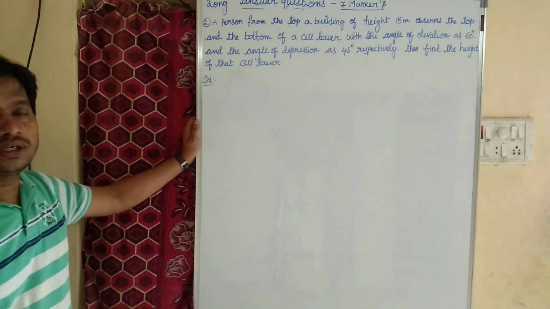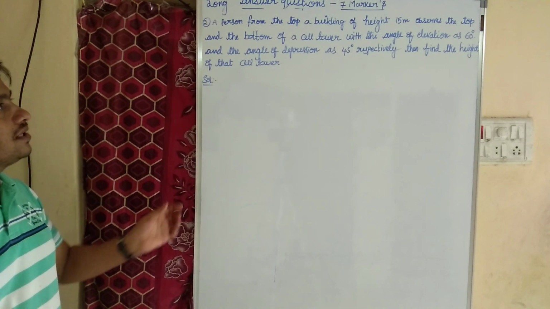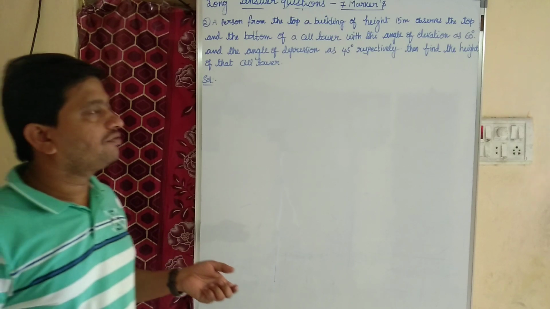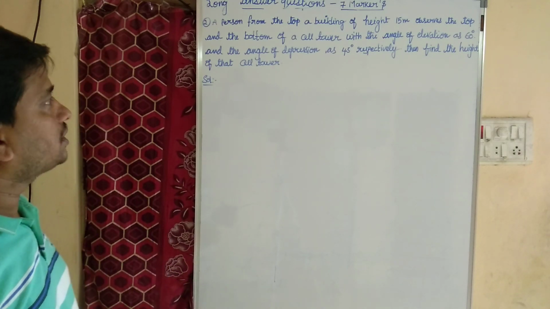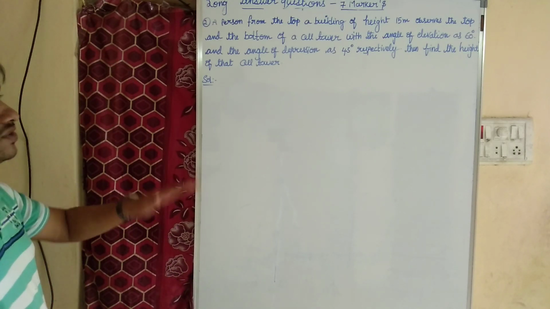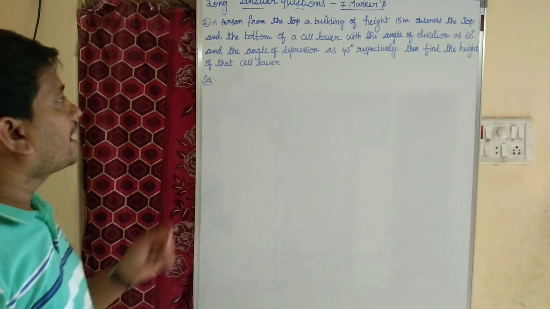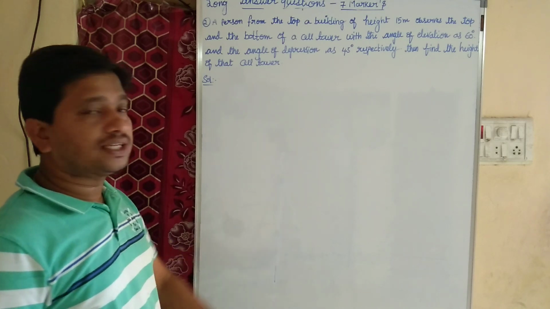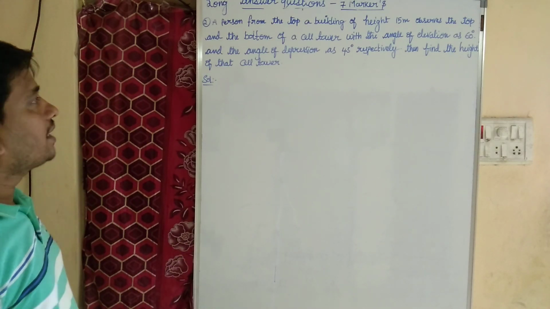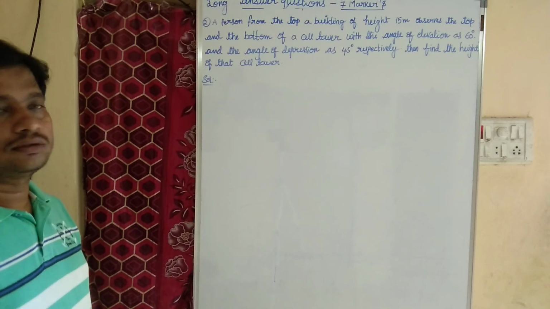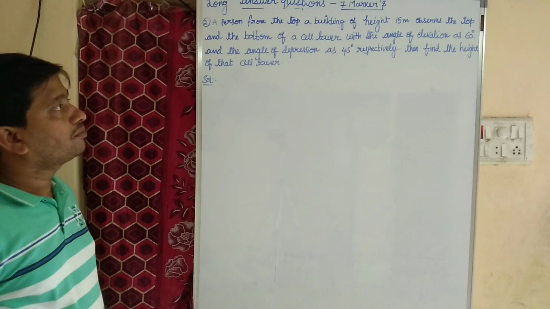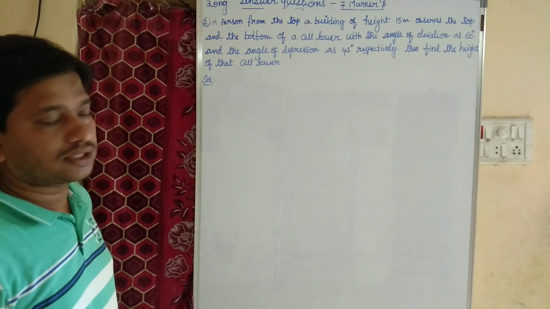Now coming to second question. A person from the top of a building of height 15 meters observes the top and the bottom of a cell tower with an angle of elevation as 60 degrees and the angle of depression as 45 degrees respectively. Then find the height of that cell tower.